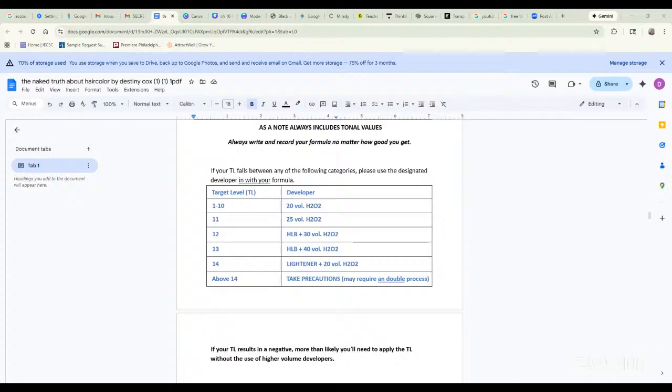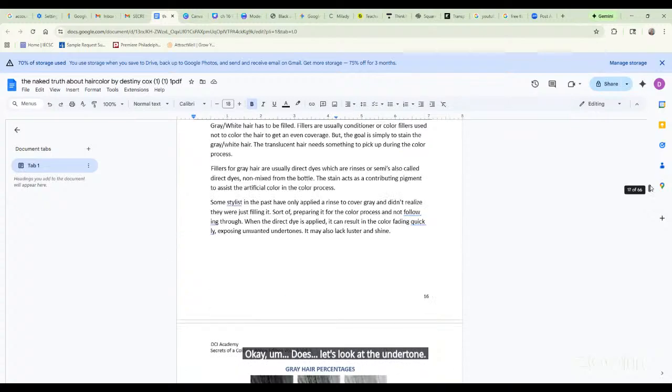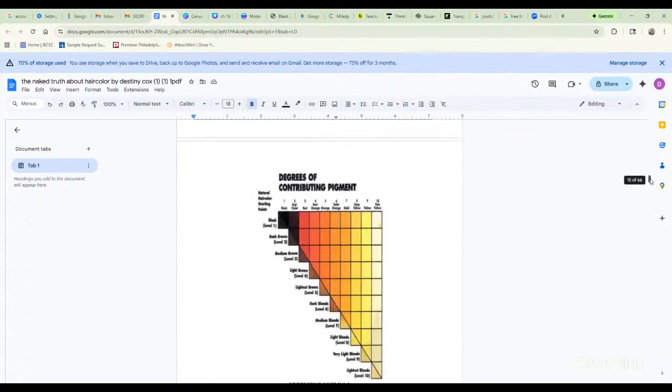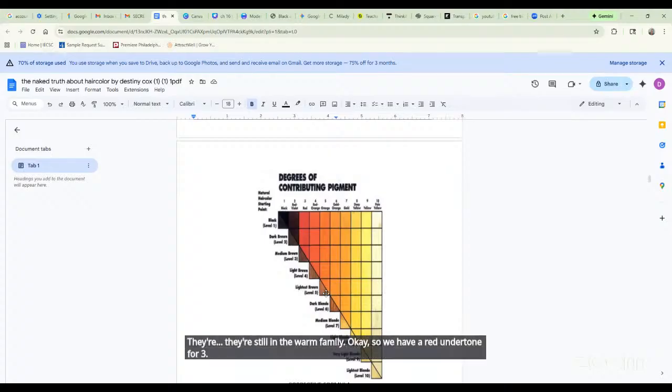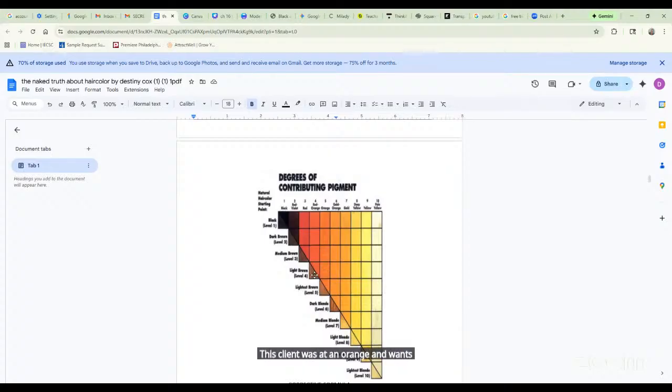Okay. So you do 2 ounces of level 3 plus 2 ounces of 20 volume H2O2. Let's look at the undertone. They're still in the warm family. So we have a red undertone for 3. This client was at an orange and wants to go back to red orange. So we are adding that red undertone.